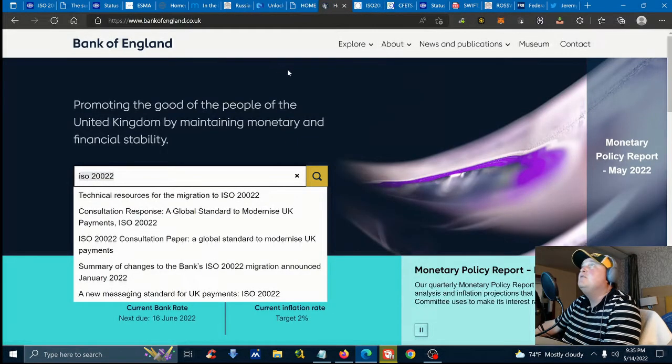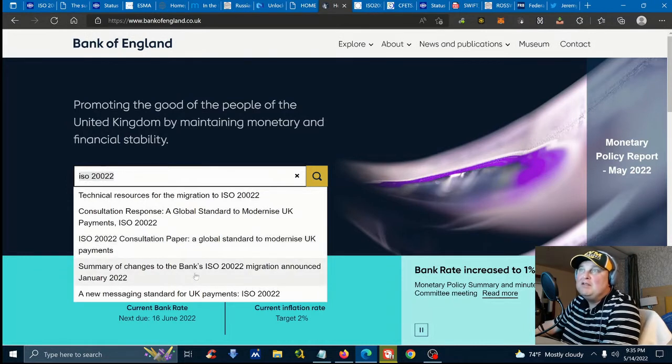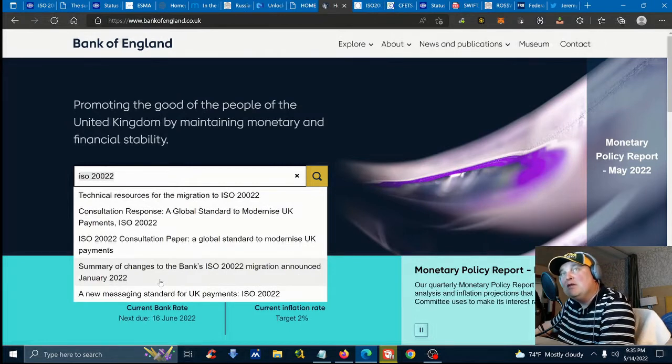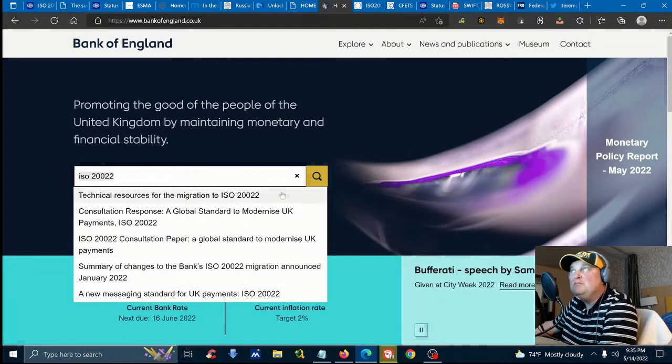Bank of England. You can go right here to the Bank of England website and type in ISO 20022 right here. And these are the articles already on the system. Technical resources for the migration to ISO 20022. Consultation response, a global standard to modernize UK payments to ISO 20022. ISO 20022 consultation paper, a global standard to modernize UK payments. Summary of changes to the bank's ISO 20022 migration announced in January 2022. And a new messaging standard for UK payments, ISO 20022.